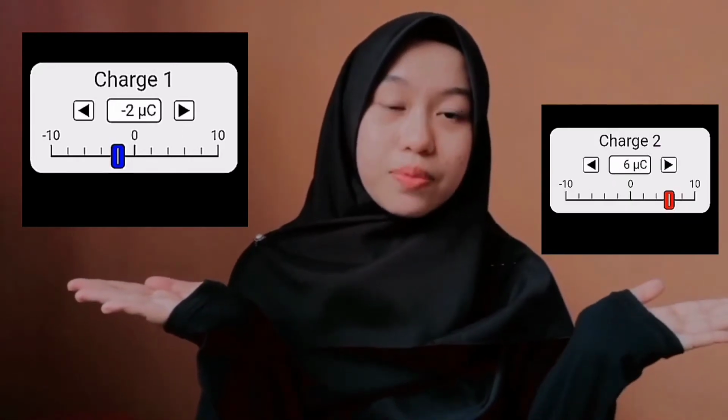The value of charge in our experiment is -2 microcoulomb for charge 1 and 6 microcoulomb for charge 2. The distance between the two charges is changed from 10 cm to 3 cm, and the force value for each distance is recorded.